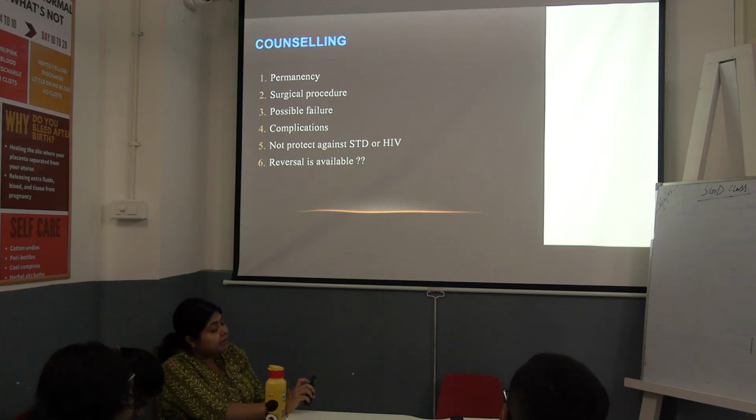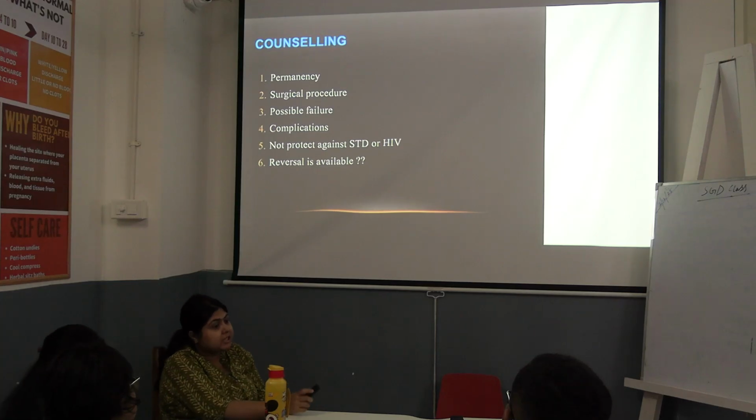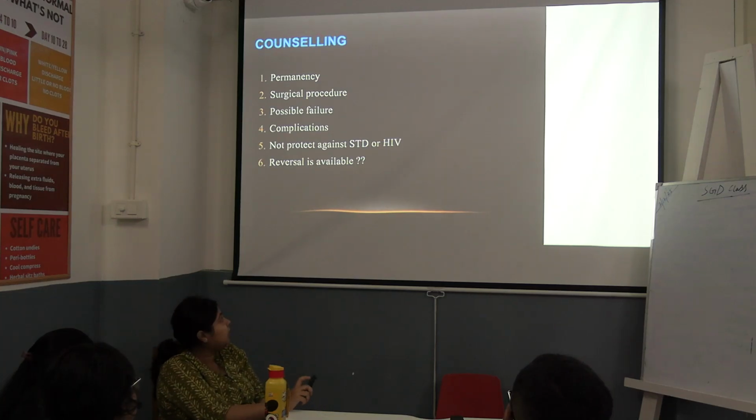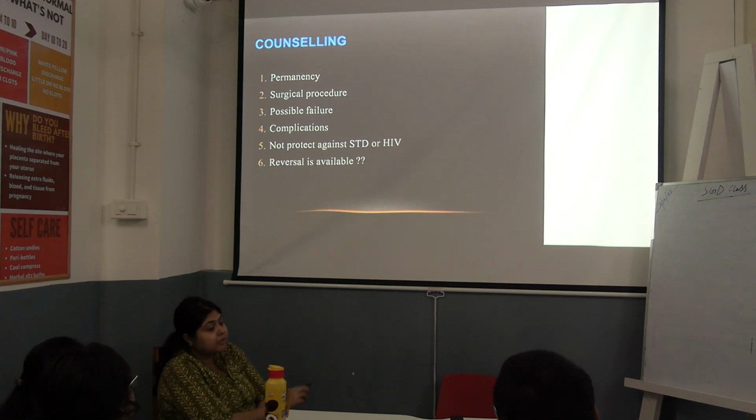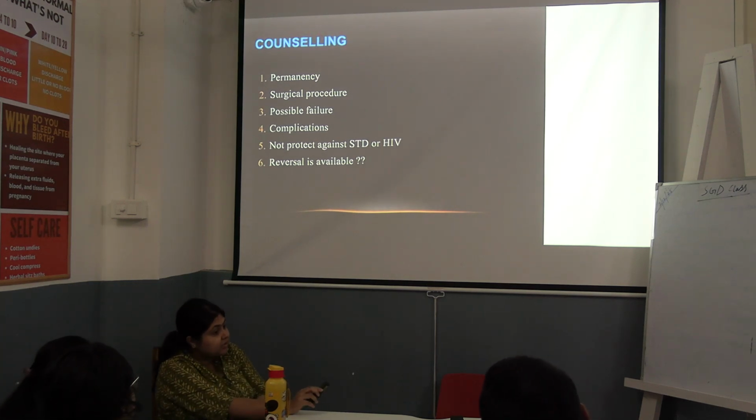So she might have any anesthetic complication as well as intraoperative or post-operative complications, such as wound site infection can be there. She can have any drug allergies, there can be post-operative infections. So you have to counsel her. There is possible failure as well. There are chances that ligation failure might happen. Then there might be complications. And we have to make her understand that ligation prevents pregnancy, but it doesn't prevent sexually transmitted diseases. And reversal is available, but we have to counsel about the pros and cons of the procedure as well.